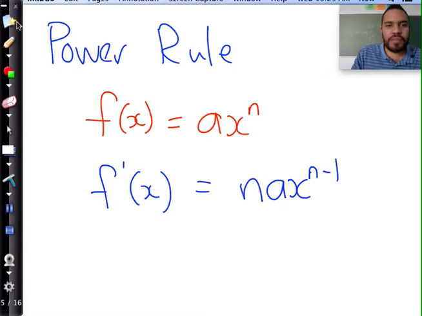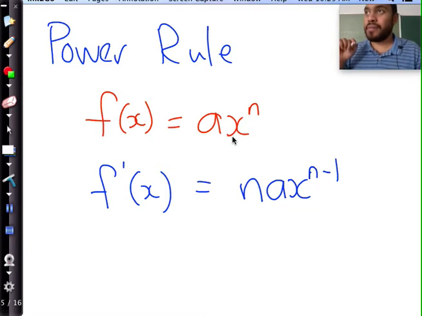Okay, so examples of the power rule, people. This is the coefficient, this is x, this is the power. The power rule applies to what type of functions? Polynomials. What type of functions? Polynomials, right? Also functions that are not polynomials, but we can write them like polynomials.